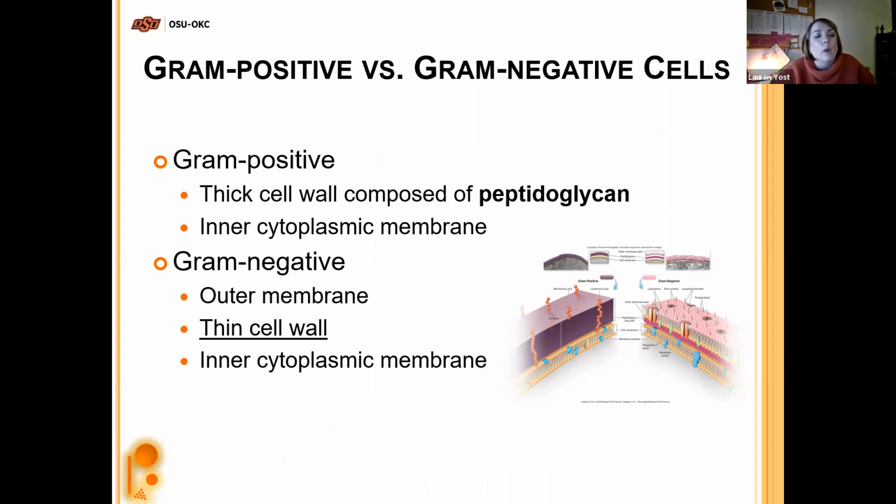Okay, right. Gram positives have the thick cell wall. Their cell wall is made of peptidoglycan. They also have an inner cytoplasmic membrane. The gram negatives, however, have an outer membrane, a thin cell wall in the middle, and then an inner membrane. So there's 3 layers there, but that gram positive had that thick peptidoglycan layer. Okay.